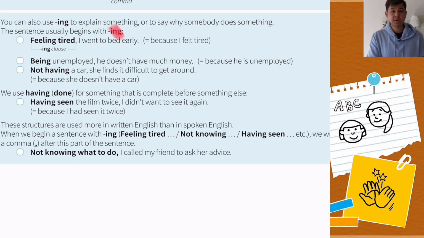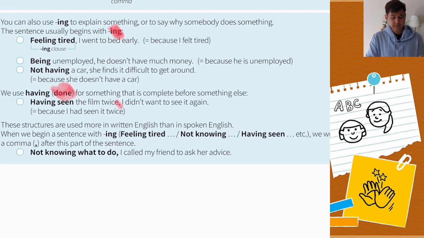Because he is unemployed, he doesn't have a job, he doesn't have much money as a result. Not having a car, she finds it difficult to get around. Because she doesn't have a car, it's very difficult for her to go somewhere. We use having done, having plus verb 3, for something that is complete before something else. Having seen the film twice, comma, I didn't want to see it again. Having seen the film already 2 times, that's why I didn't want to watch it again for the 3rd time.